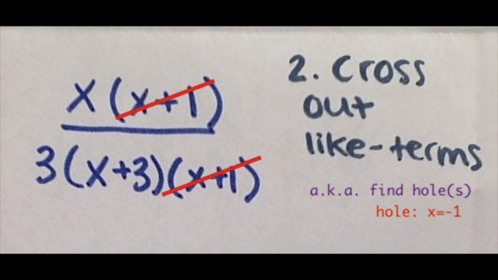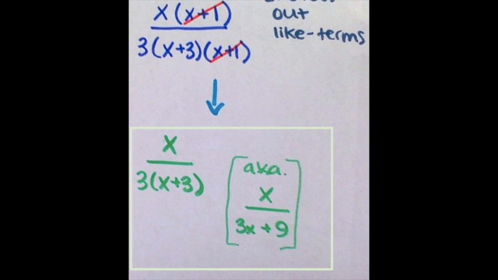And if we make x plus 1 equal to 0, we end up with a hole at negative 1. This means the value of negative 1 causes both the numerator and denominator of the function to equal 0. Back to the function. We continue with x over 3x plus 9.